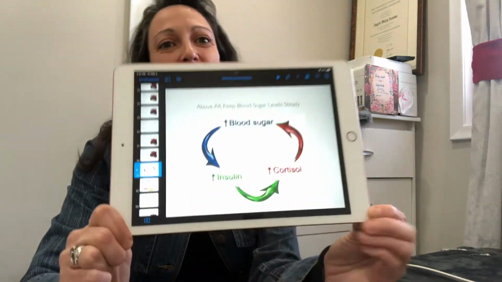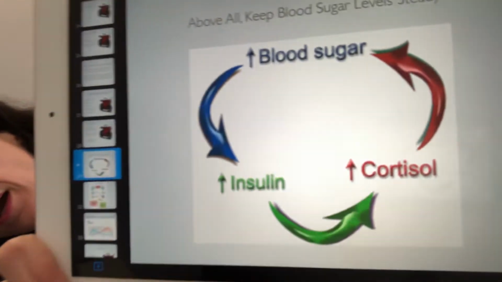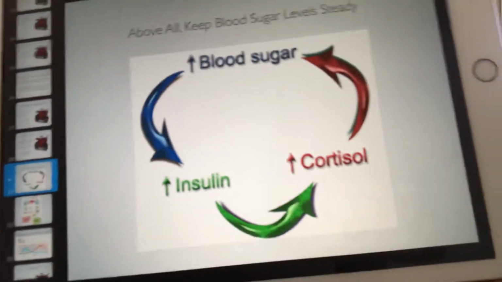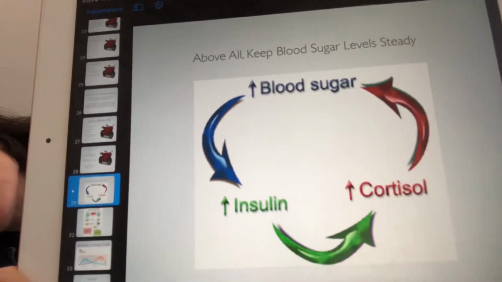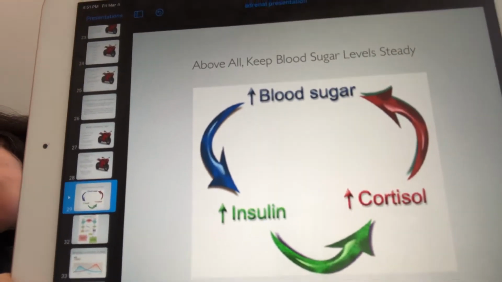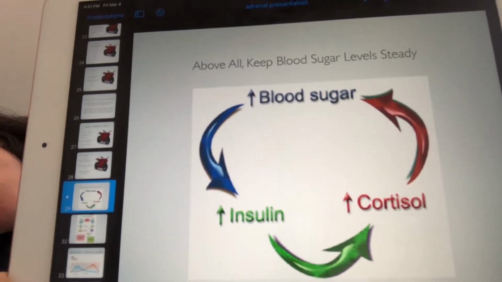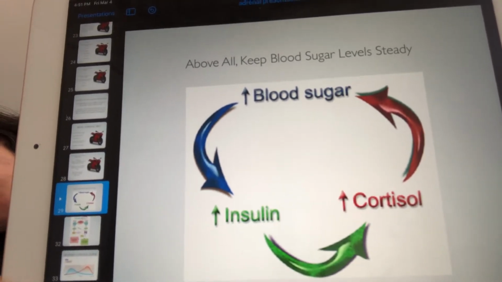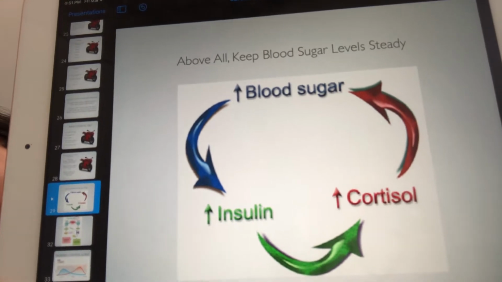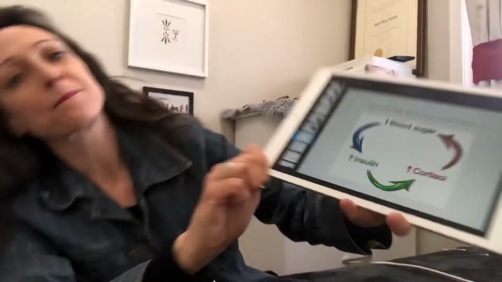Okay, I've got another thing to show you about the adrenals. And we're talking about the endocrine system in this particular series. Look at this. Okay, I hope that's not backwards. This is my iPad. You've got cortisol, blood sugar, and insulin. What happens? Increased cortisol leads to increased blood sugar, leads to increased insulin. Okay? Increased cortisol leads to increased blood sugar and increased insulin.